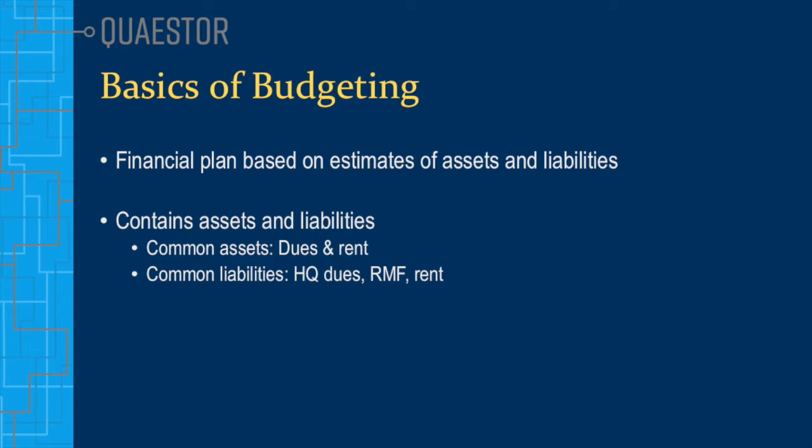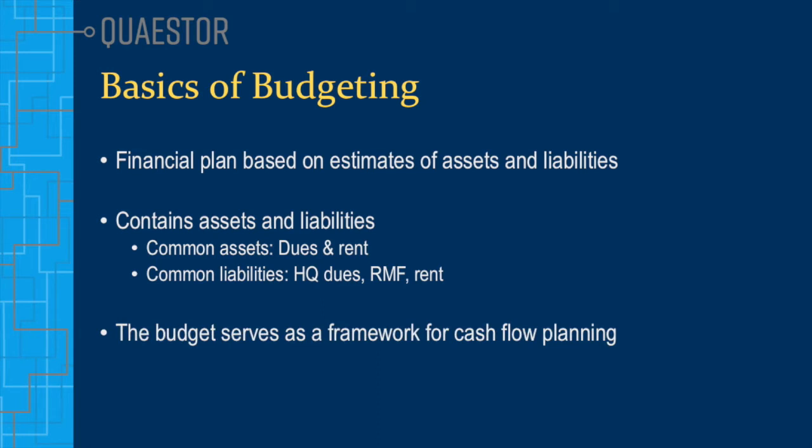By identifying all of your chapter's assets and liabilities and comparing them through the use of a budget, you will be able to identify if the chapter has enough planned income to cover its planned expenses throughout the year. This will give you a framework for your cash flow planning during your term of office, which we will expand upon in a later module. Once completed, the budget should be proposed to the financial committee and the chapter for approval.